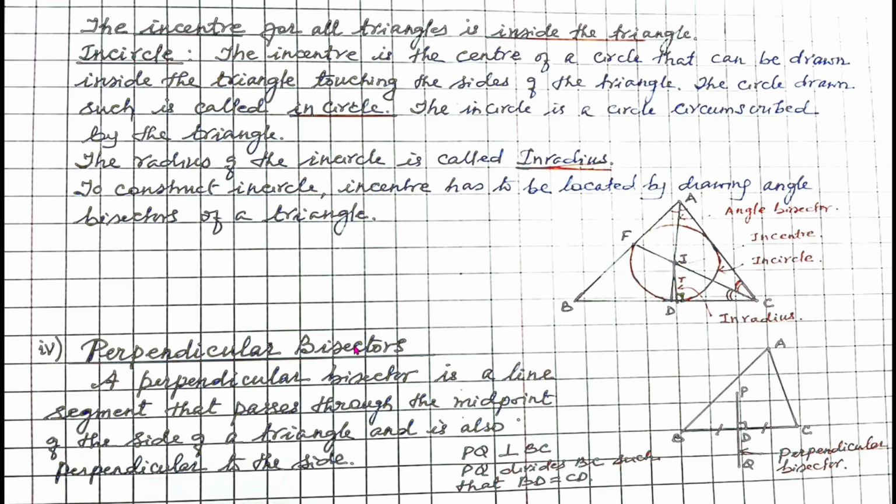Now the next important concurrent lines are the perpendicular bisectors. A perpendicular bisector is a line segment that passes through the midpoint of the side of a triangle and is also perpendicular to the side. Let us understand this. In triangle ABC, BC is one side and PQ is the perpendicular bisector to side BC. That means it is not only perpendicular to BC but also it divides BC into two equal parts. Rather, D is the midpoint of BC, that is BD is equal to CD, and PQ is perpendicular to BC, and therefore PQ is known as the perpendicular bisector.